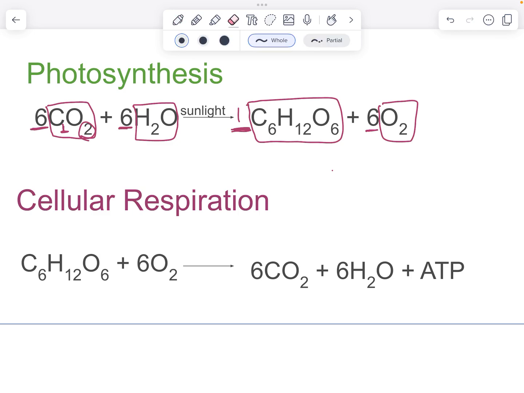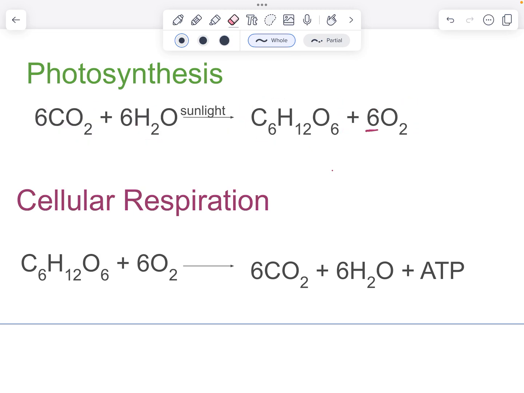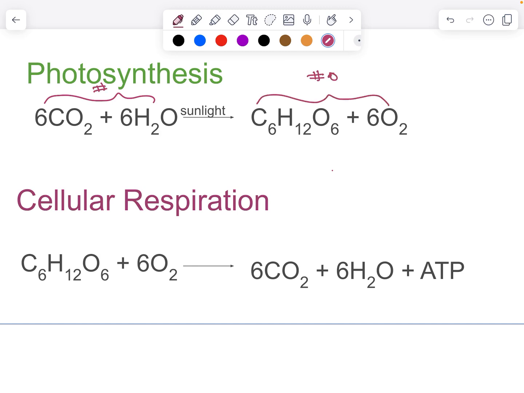Now, let me just erase this real quick. I want us to take a look at this: everything in nature is balanced, and with things being balanced, that means the number of atoms on this side of the equation needs to equal the number of atoms over here.